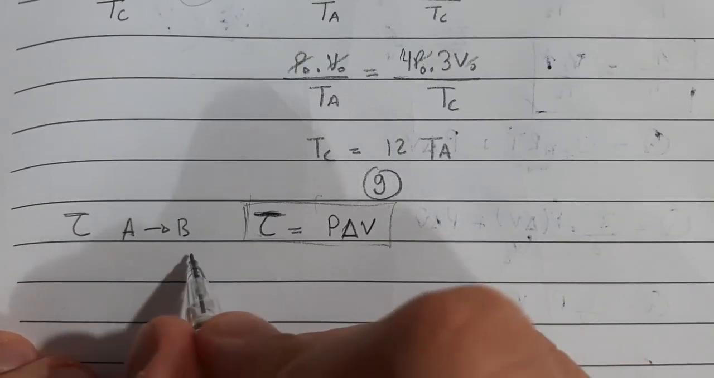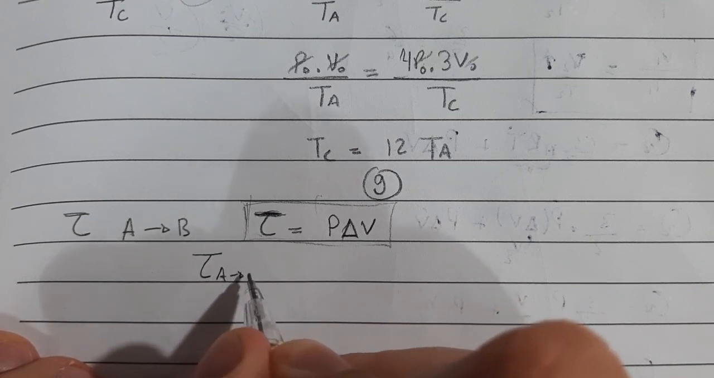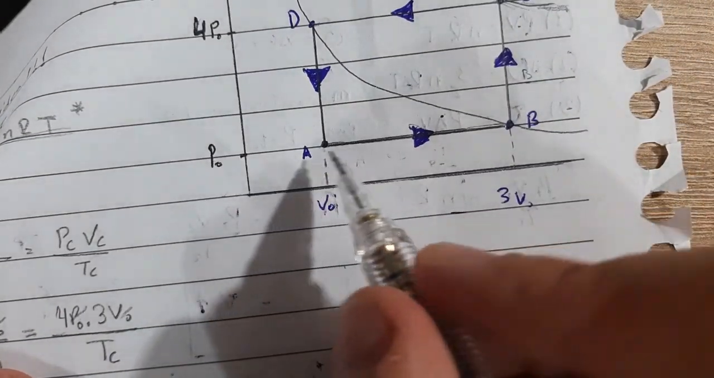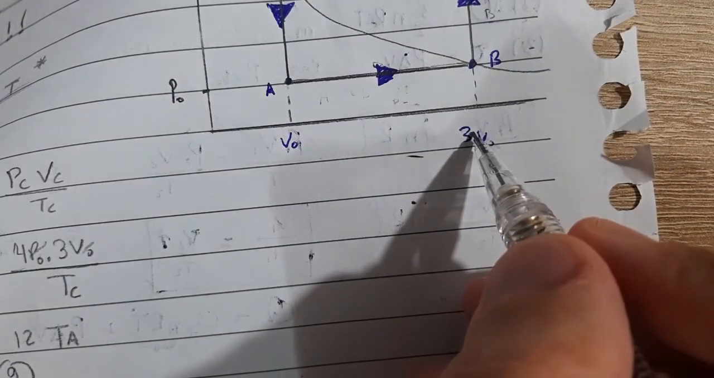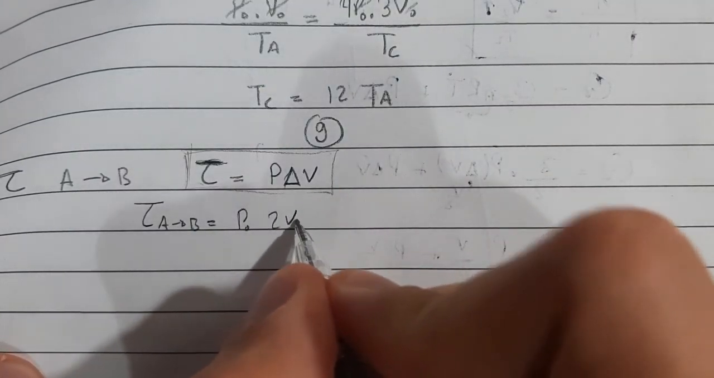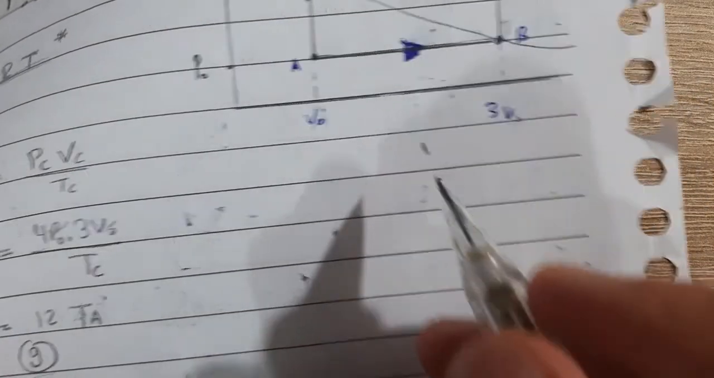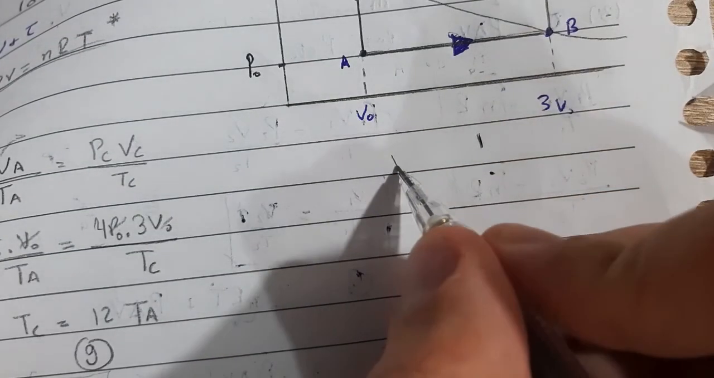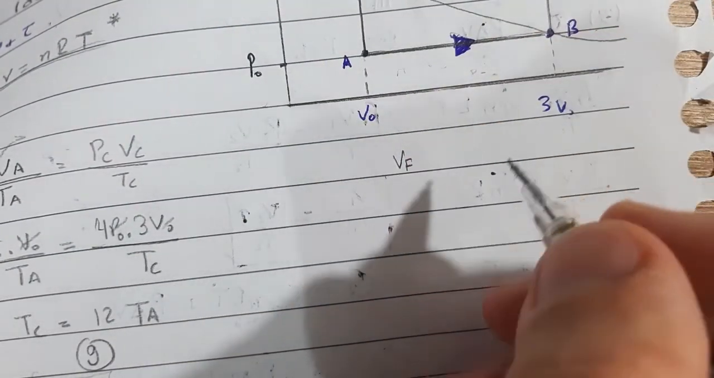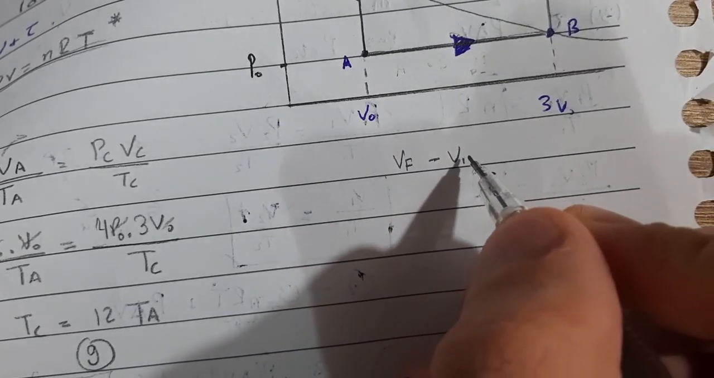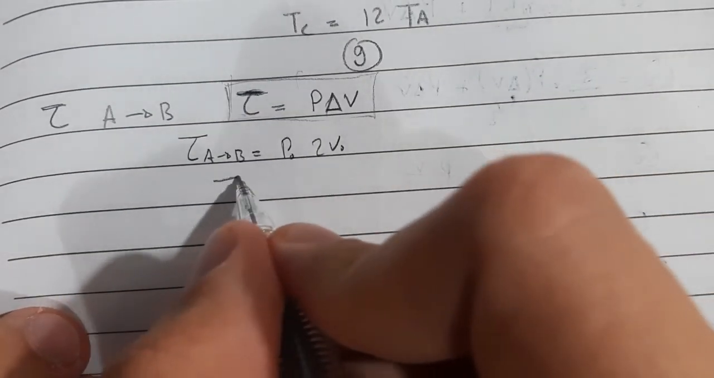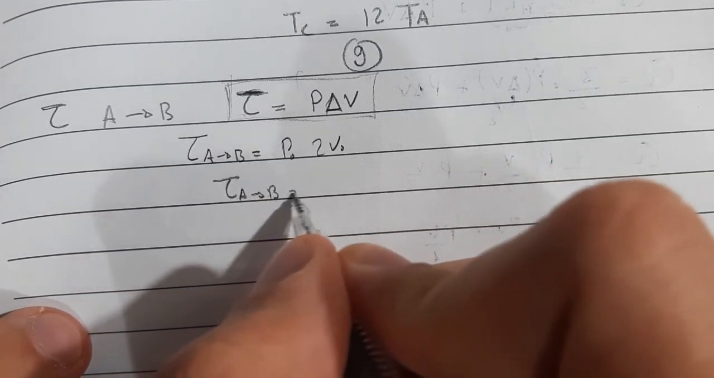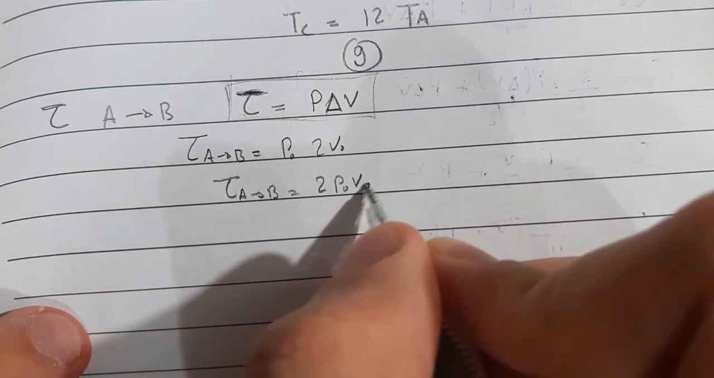Okay, so it is important for you to remember the work done is the pressure times the variation of the volume, and we want the work done where? From A to B, right? So this is wonderful for us because from A to B the pressure is constant, it is P0, and the variation of the volume is, we go from V0 to 3V0, so 2V0, right? 3V0 minus V0, 2V0. The variation of the volume is the final volume minus the initial volume. So the work from A to B is equal to 2P0V0.